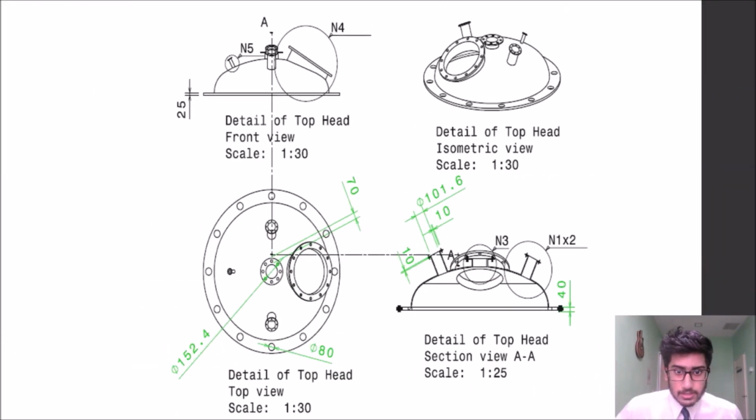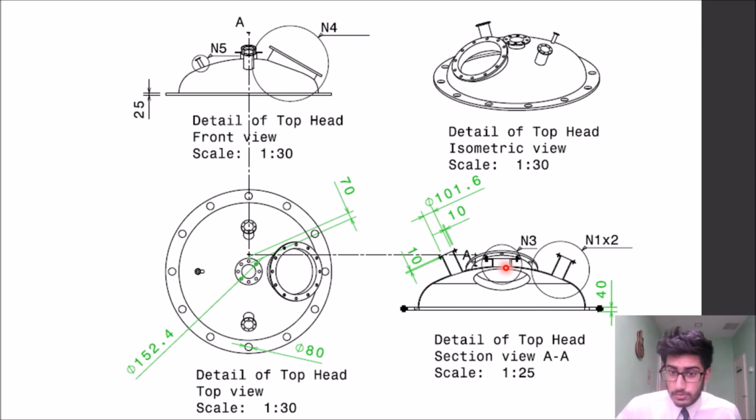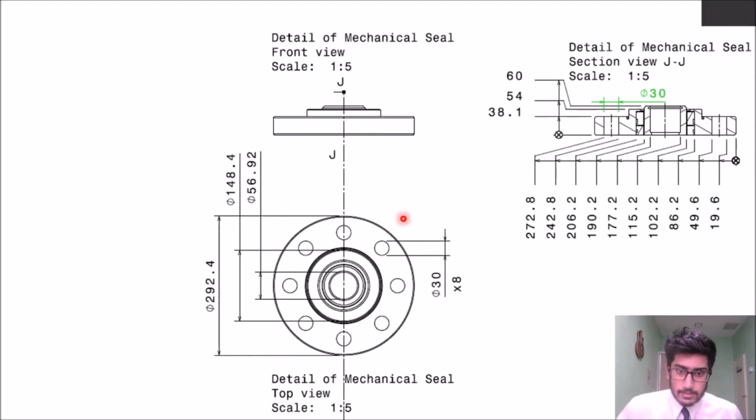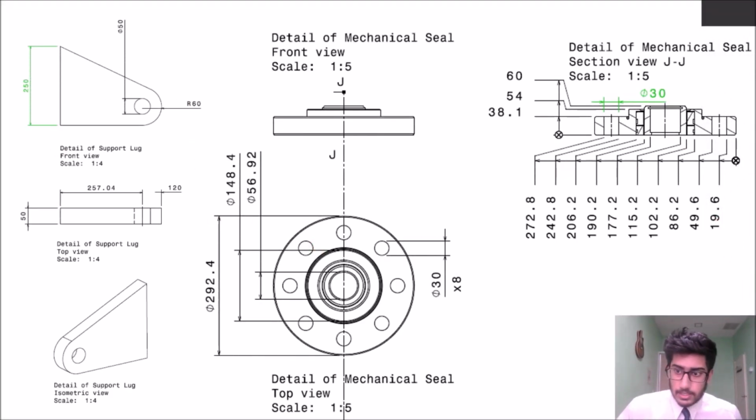This is the top head. The top head also has two viewing pins, for us to see what's inside the coagulator. This is where the stirrer goes. This is the manhole, and this is the nozzle for the valve. This is the mechanical seal, and this is support lug details.